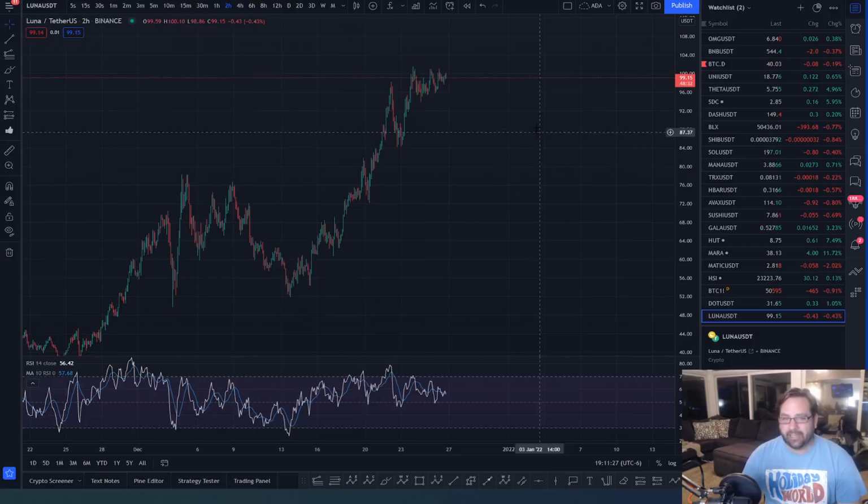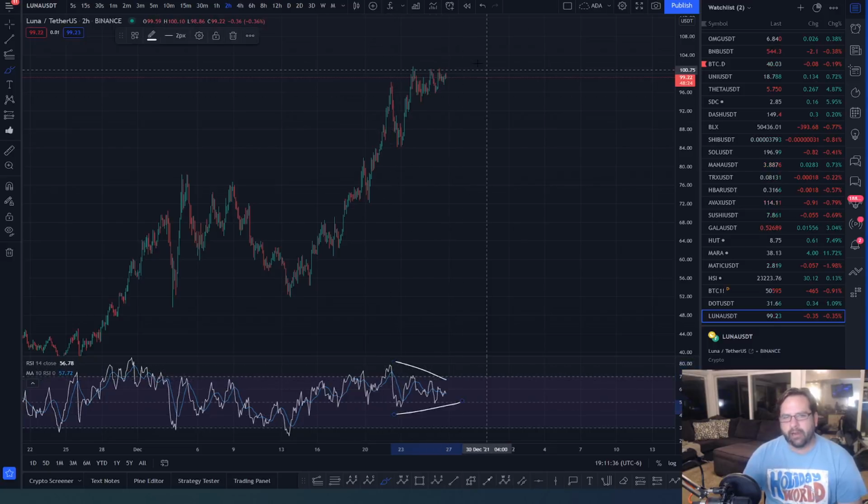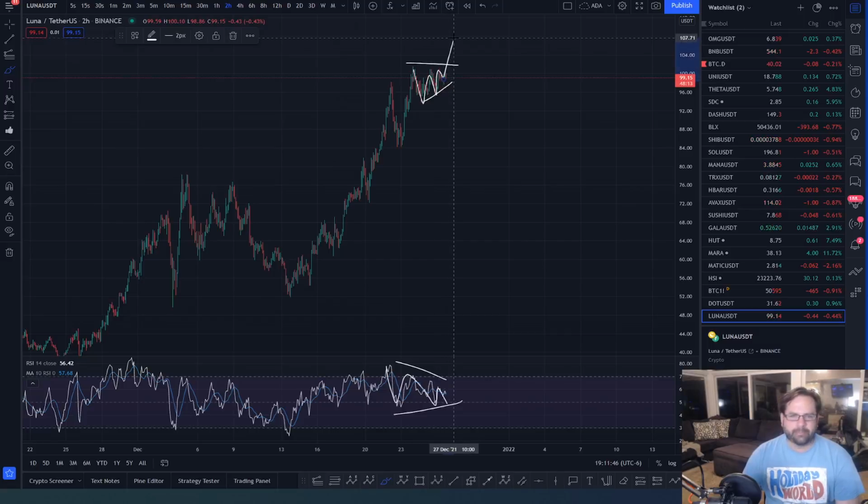She's about finished, guys. She's about finished now, ready to come down, or she's going to spike to the high and then come down. We do have this wedge working right here. We do have this triangle working right here, A, B, C, D, E maybe. A, B, C, D, E. Could be ready to spike to the high.